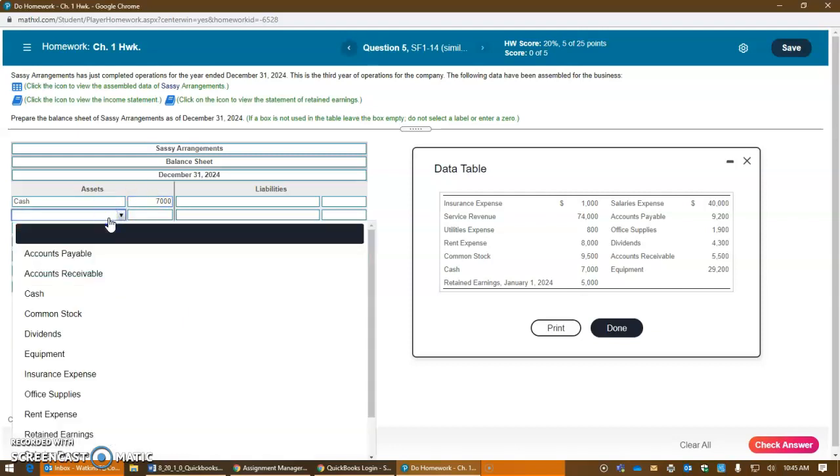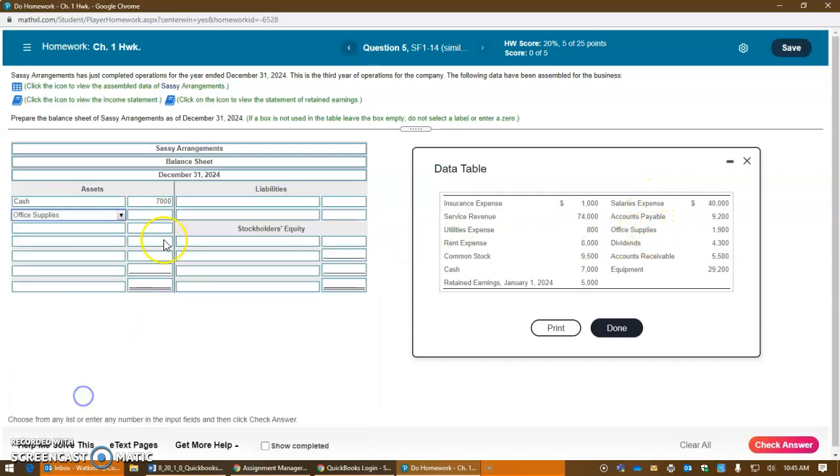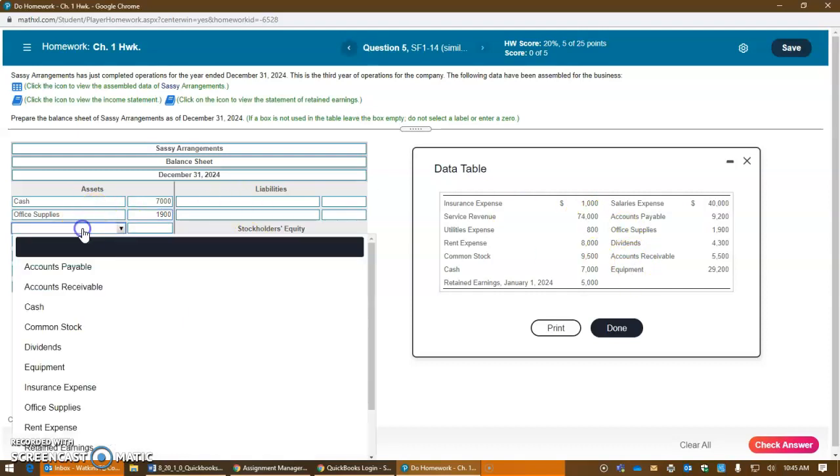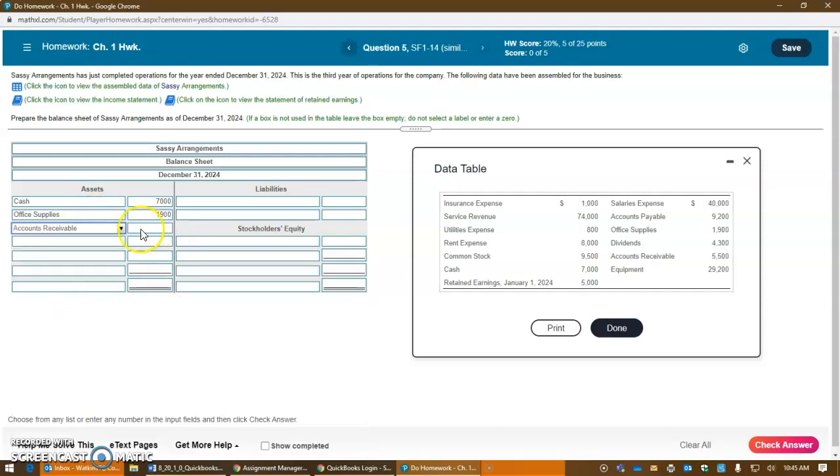Okay, and then next, looking for assets, we have office supplies. That's going to benefit our company. The more office supplies we have in our facility, in our administration building, the faster we can do our job and serve customers. So that's going to benefit our company in the future because hopefully that will generate more sales and that will generate more cash.